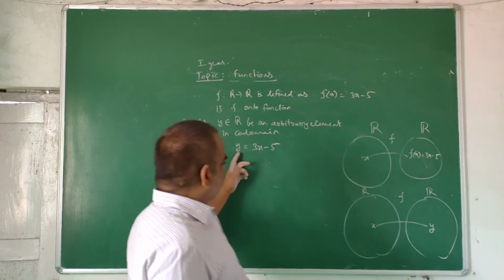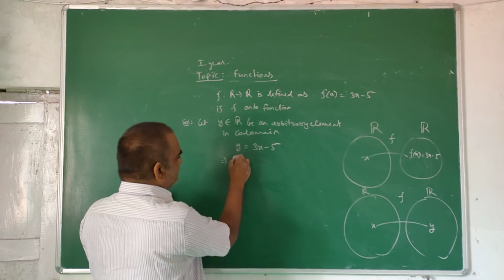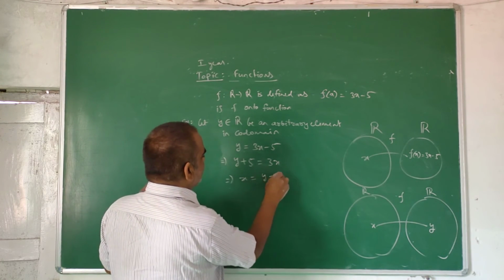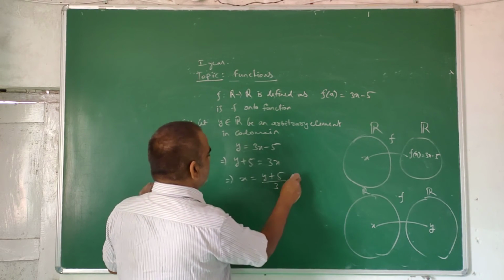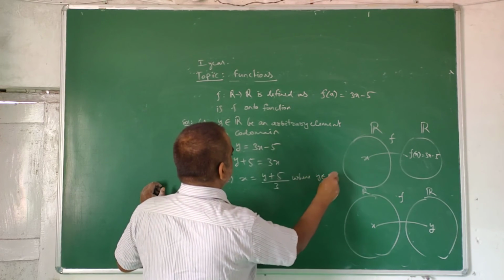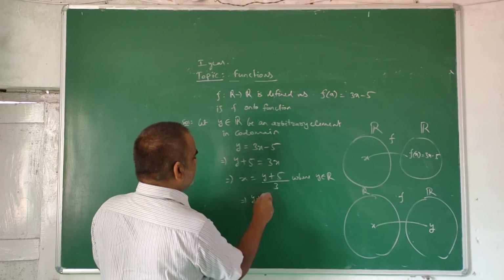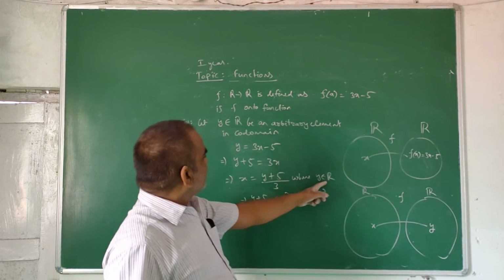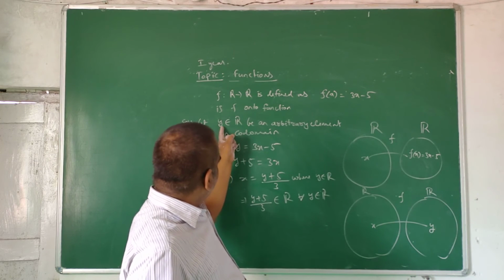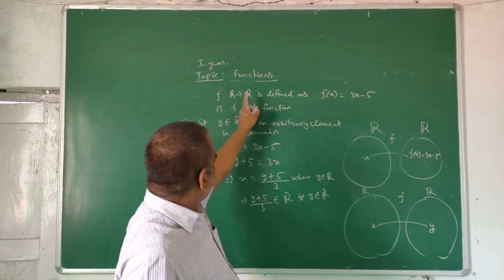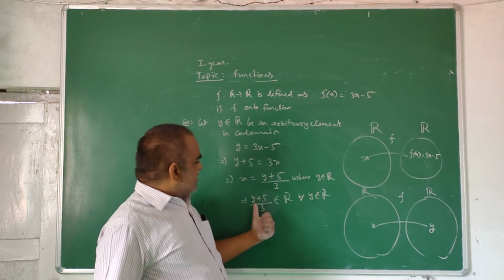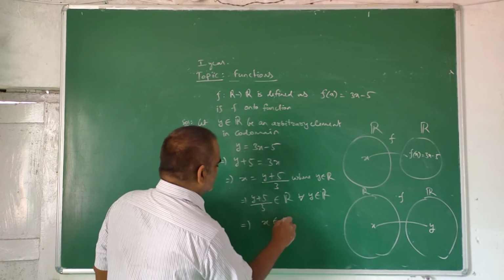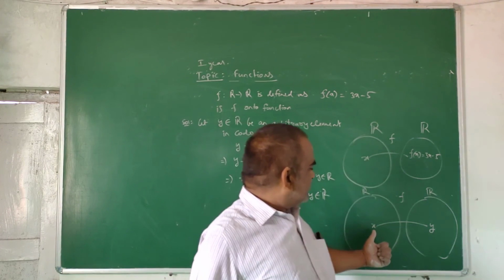Very simple. See now, when y is equated to 3x minus 5, then y plus 5 would be equal to 3x, then x would be equal to (y plus 5) by 3, where y belongs to R. This implies (y plus 5) by 3 belongs to R for all y belongs to R. Here y is a real number, because we took it as an arbitrary element in codomain, which is R. So after all, (y plus 5) by 3 is x, so x belongs to R.